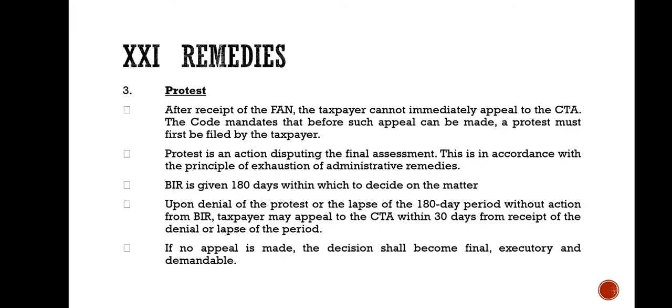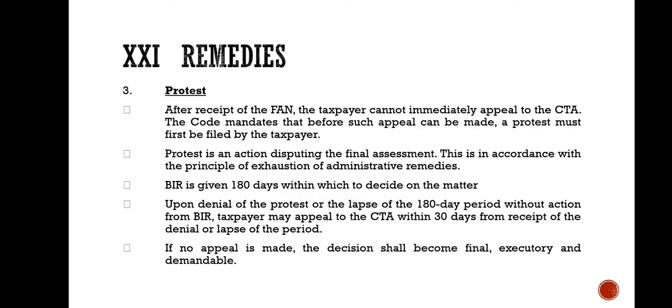Number 3, we have protest. So, after receipt of the FAN, the taxpayer cannot immediately appeal to the Court of Tax Appeals. The code mandates that before such appeal can be made, a protest must first be filed by the taxpayer. Again, before appeal, kailangan magkaroon muna ng protest na i-file si taxpayer.